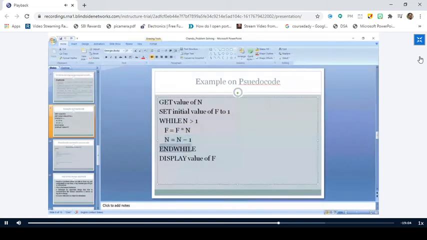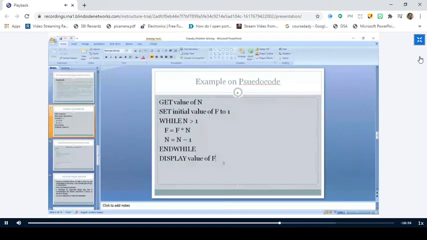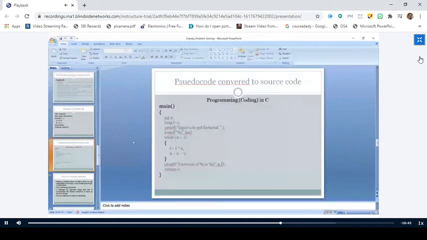So you can observe here that you have written in a formal English language, right? You get the value of n. It's a normal English language, and then set initial value of f to 1. Then you use a while n greater than 1, f is equal to f star n, n is equal to n minus 1, and while display value of f. Right? Is it difficult to write a pseudocode for any problem?